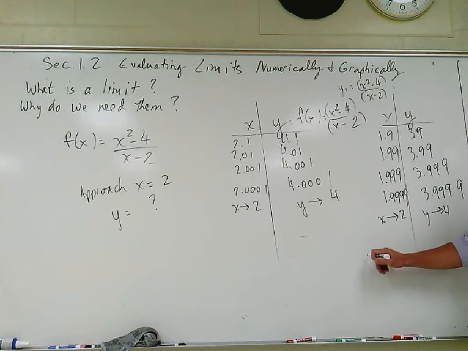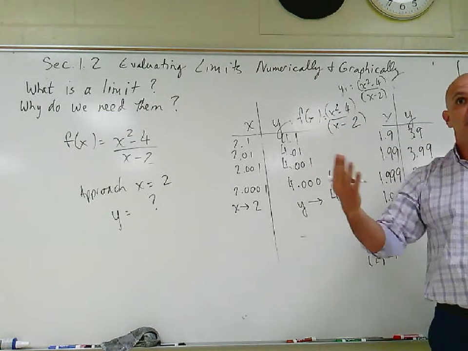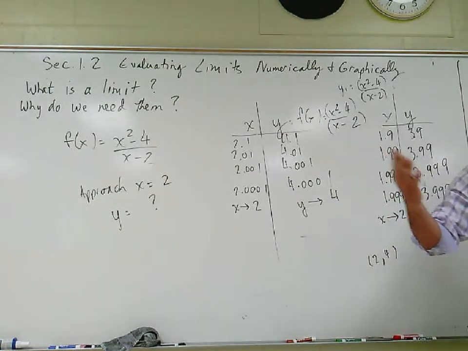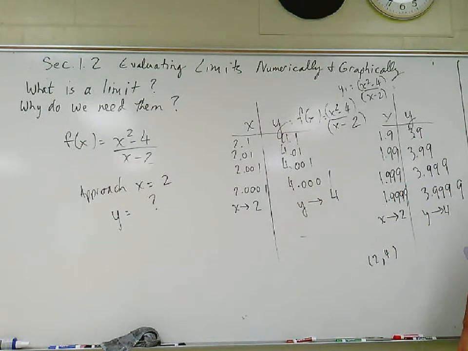But is there a point 2, 4? Does that exist on this graph? No, because when we plugged in a 2, what happened? Just the whole thing went to shambles because we got 0 over 0. So what you have just done is you've just done a limit.